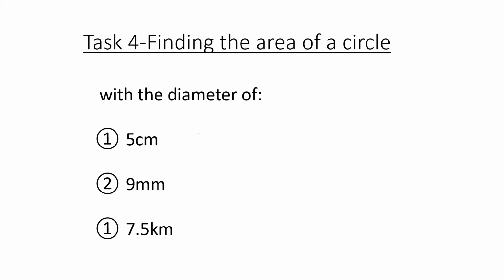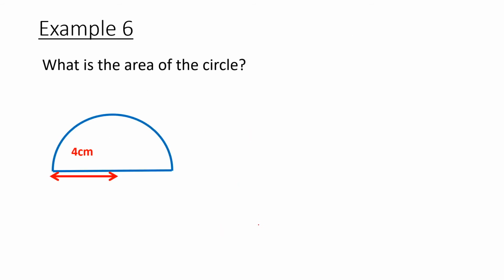So for the first one, we should have ended up with an answer of 19.63 centimeters squared. Second one, 63.62 millimeters squared, and the last one 44.18 kilometers squared. Now we're going to work with finding the area of a semicircle.